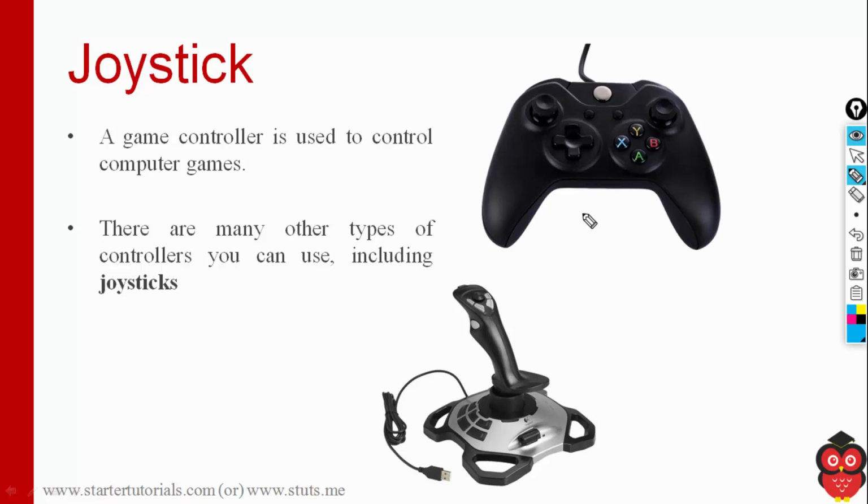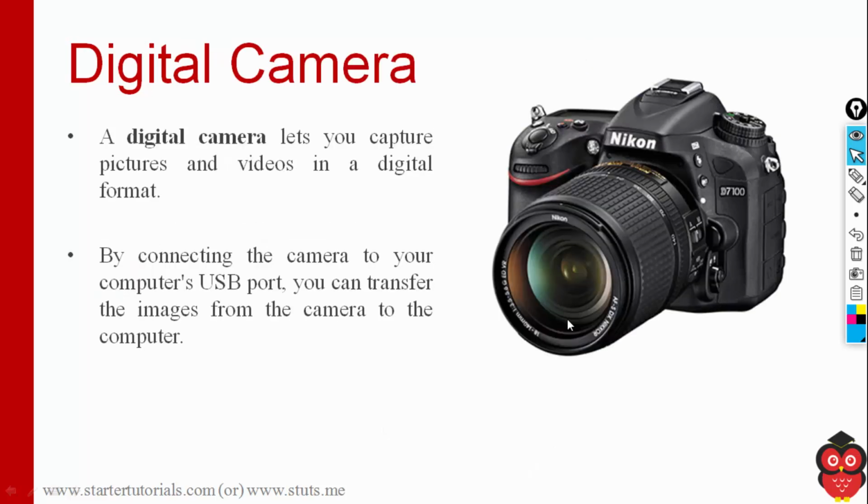These are input devices which are used to play computer games. This is called a game controller and this is called a joystick. So using these things you can play computer games. And another kind of input device, a digital camera. You can take photographs using this, connect it to a computer and edit all the photographs available in this camera. So in that sense it is an input device. Let's continue.